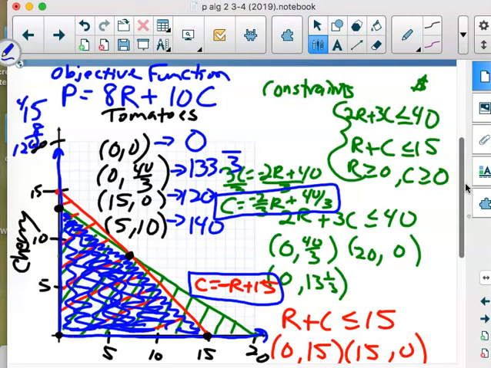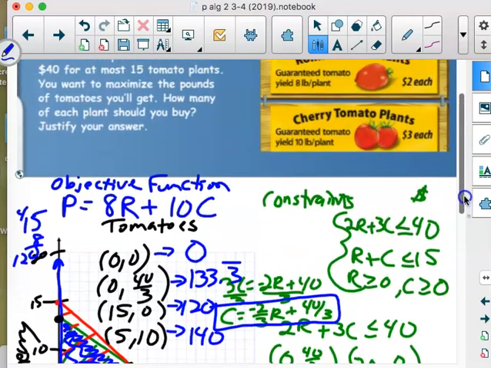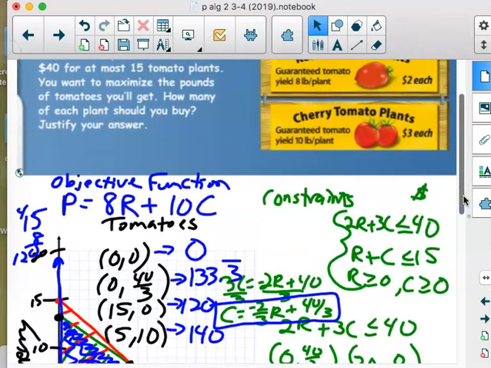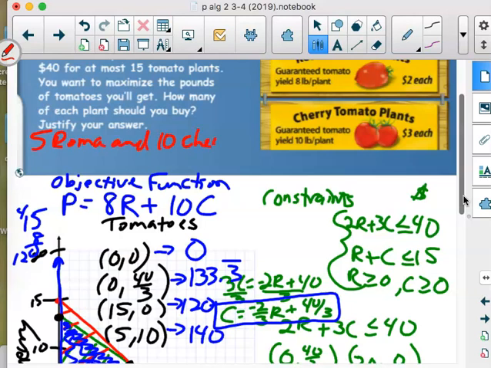I don't know if I left myself anywhere to write that. Some space up here? Sure, I'll write it up here. 5 Roma and 10 cherry tomato plants. Maximize pounds at 140.